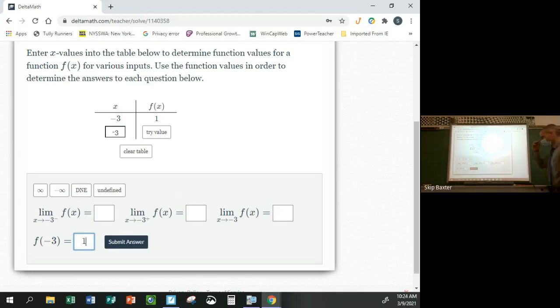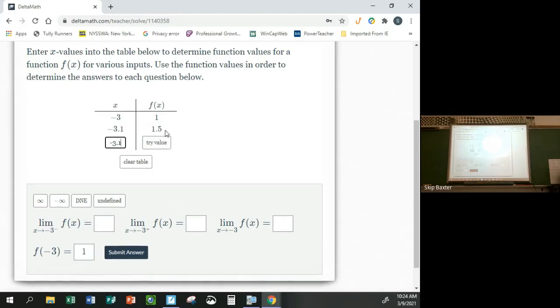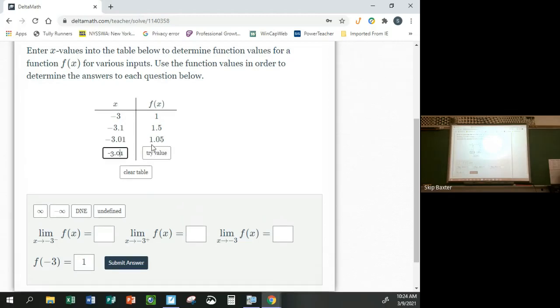Now I'm going to try and figure out what the limit as x goes to -3 from the left is. What numbers should I substitute in? To the left of -3, so give me an example. Yeah, like -3.1, -3.01, -3.001. You need to plug in a couple numbers at least so that you get an idea. So I'm just going to start plugging those numbers in. If I substitute in -3.1, I get 1.5. If I substitute in -3.01, I get 1.05.